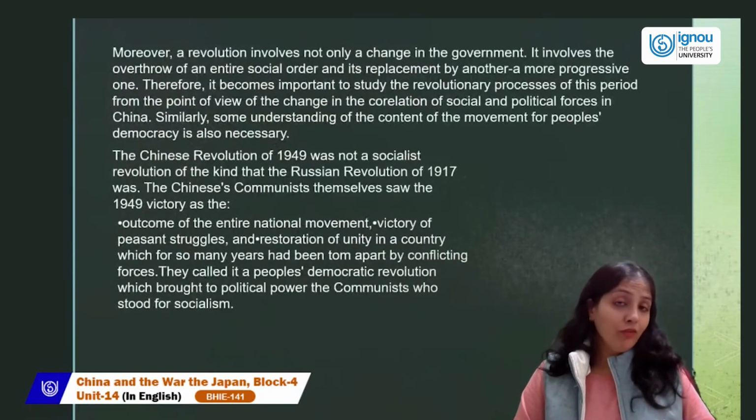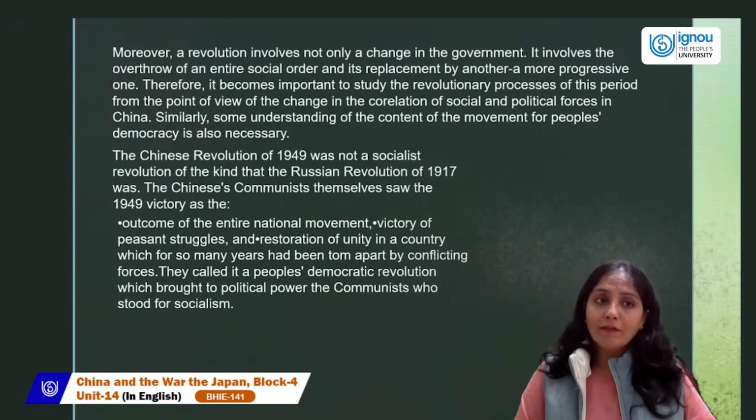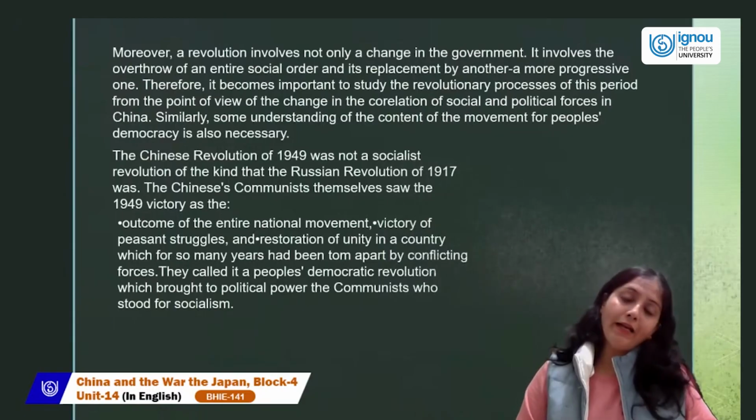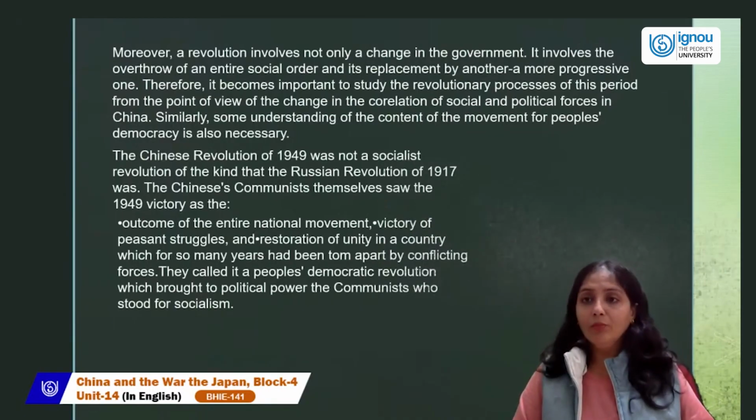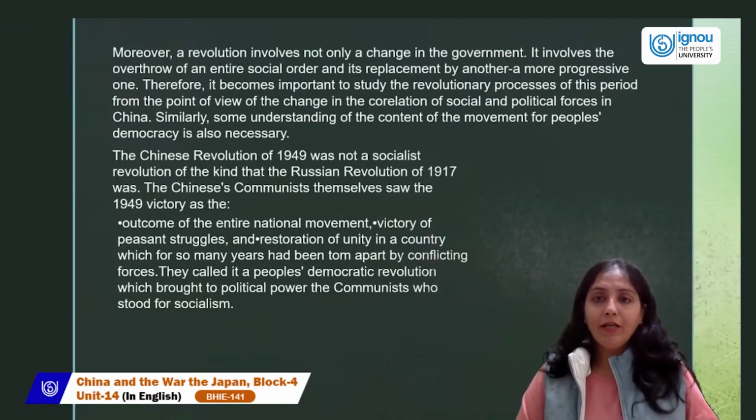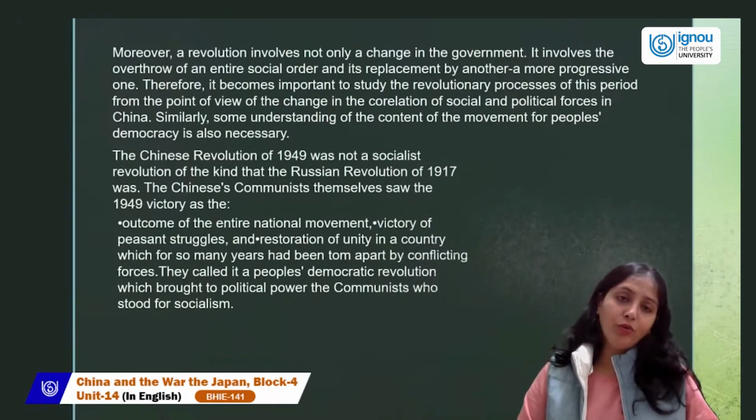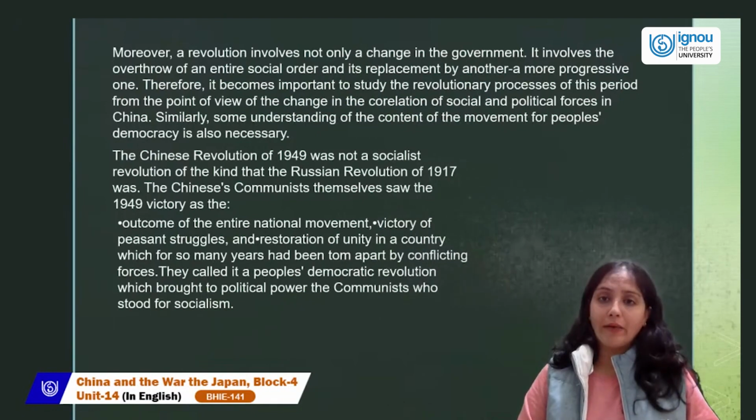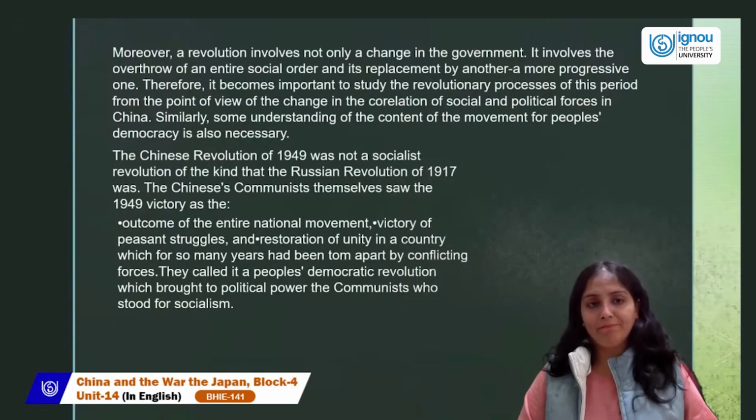A revolution involves not only a change in the government, it involves the overthrow of an entire social order and its replacement by another, a more progressive one. Therefore, it becomes important to study the revolutionary process of this period from the point of view of the change in the correlation of social and political forces in China.